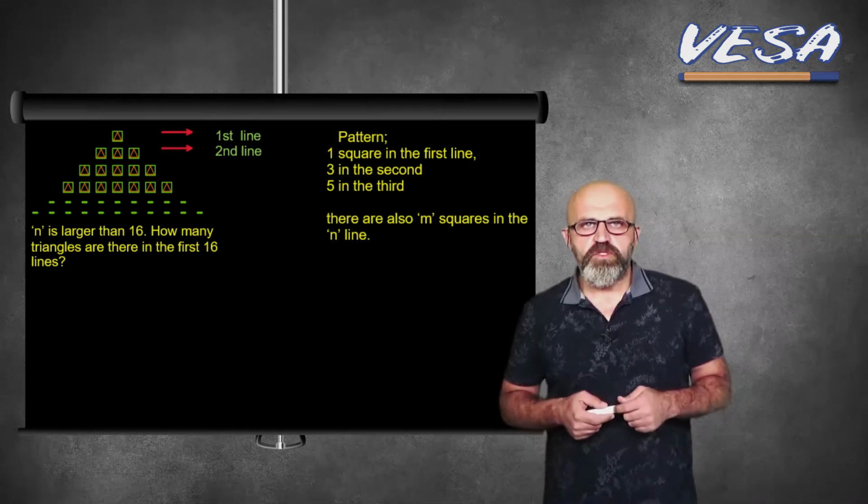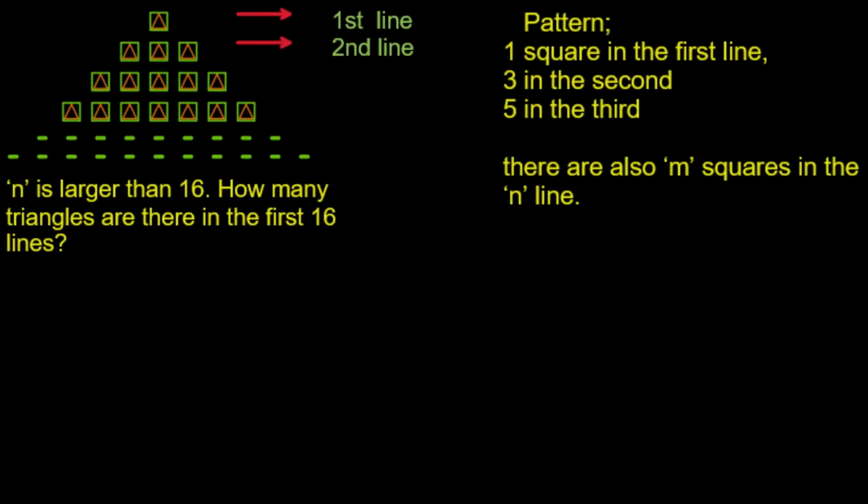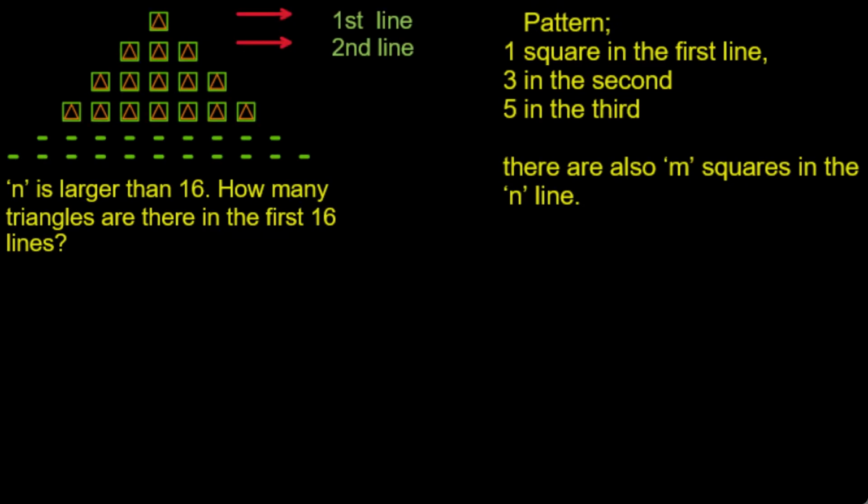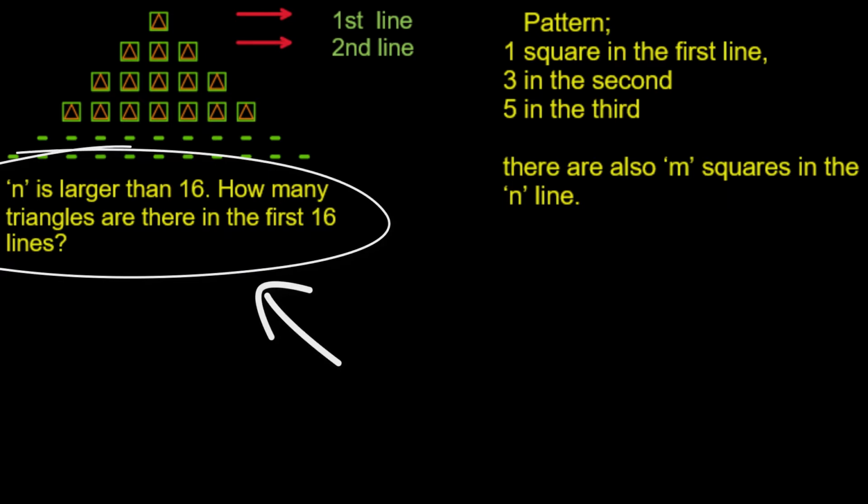Let's look at one of the questions that we will consider the new generation. We have squares. A pattern was created with these squares, and there are triangles inside them. There's 1 square in the first line, 3 in the second, 5 in the third. In other words, single squares are arranged 1 by 1. The question is, there are m squares in the n line.